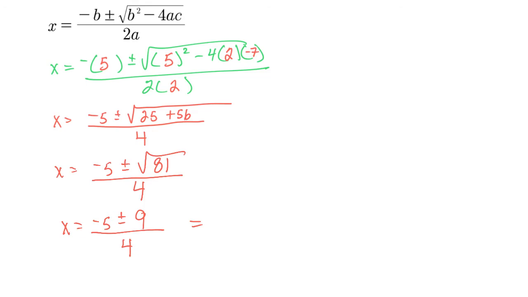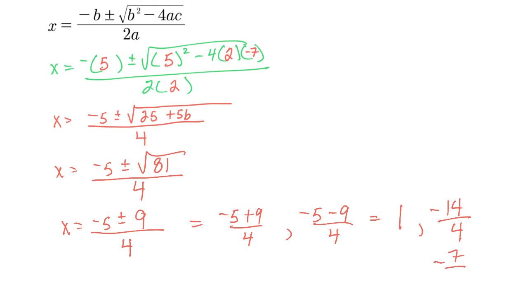So let's write out both those answers. So it'd be minus 5 plus 9 over 4 and minus 5 minus 9 over 4. So those two answers, minus 5 plus 9 would be 4 over 4 or 1. Minus 5 minus 9 would be minus 14 over 4, which I could simplify to minus 7 over 2. So those would be my two answers right there. So if you were to graph that with decimals, that's what you'd get.